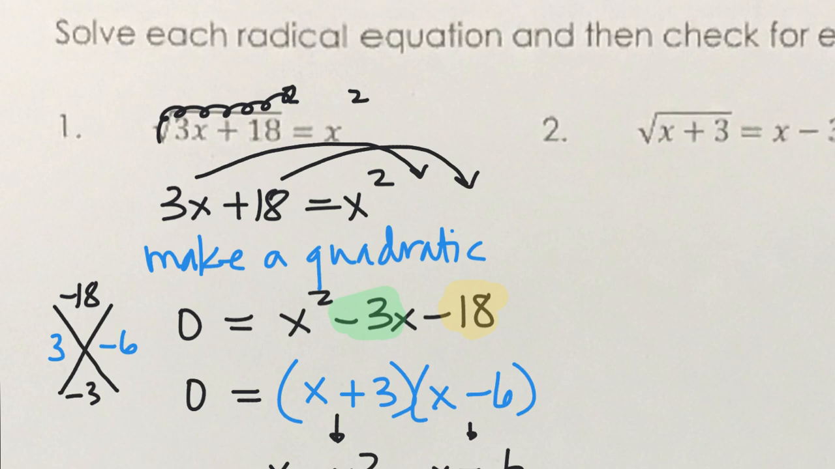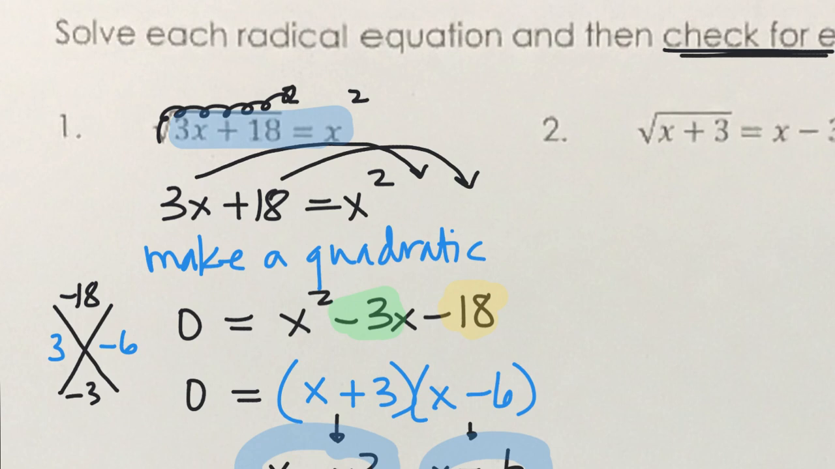Okay, so now here is the thing. It says check for extraneous solutions. Okay, an extraneous solution is an answer that we got down here that doesn't satisfy your original equation. Okay, so it's a solution that you got that doesn't actually make your original equation true. So let's see what happens.